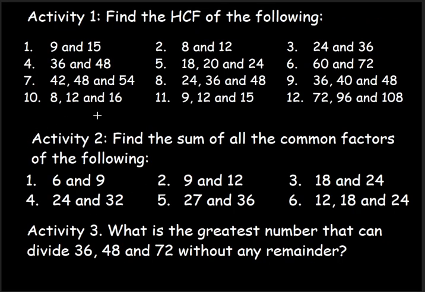So you have activities here. Find the HCF, find the sum. And take note, when there are three numbers, make sure you are looking for what can divide all of them at the same time. It shouldn't divide two and leave one. It should be able to divide everything at the same time. So activities, find the HCF, then the second one, find the sum of all the common factors. And then activity 3, the greatest number that can divide, that's HCF.